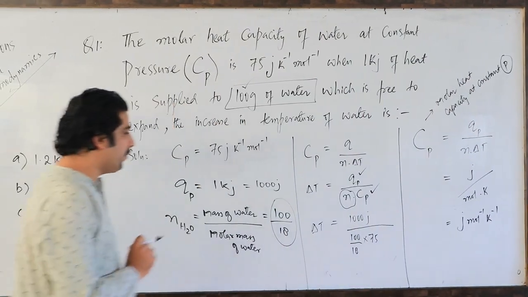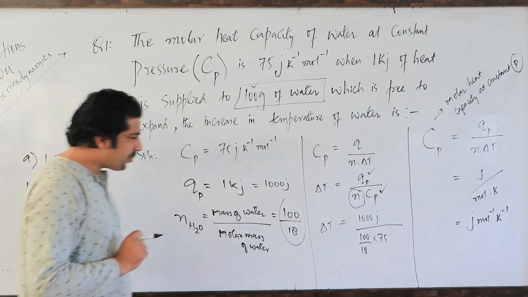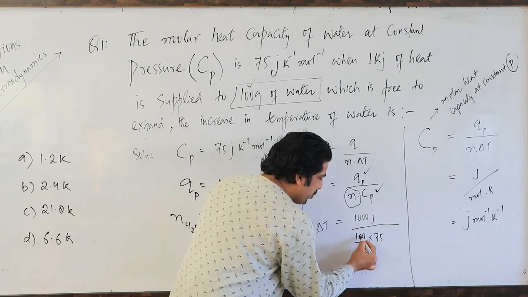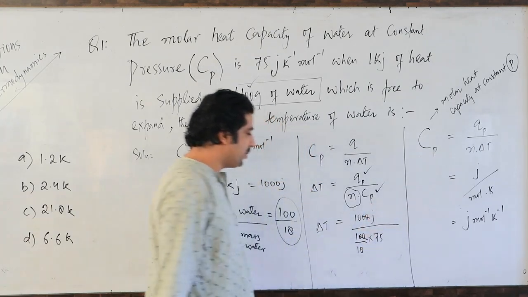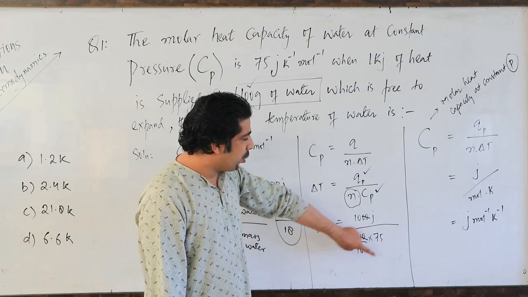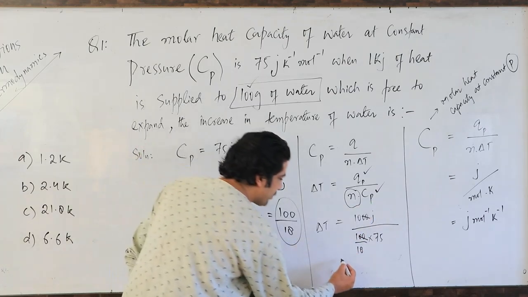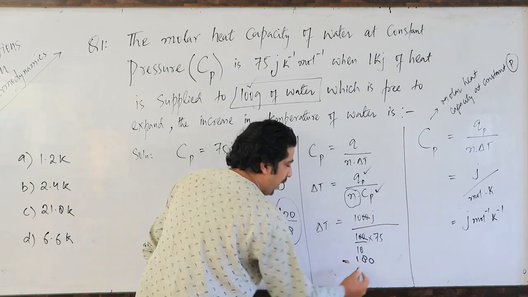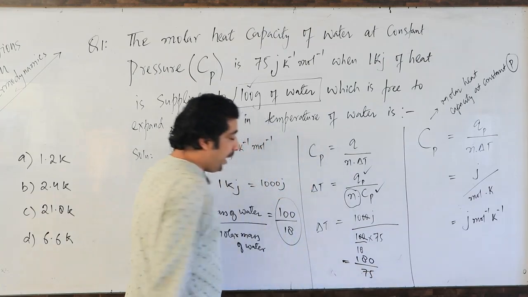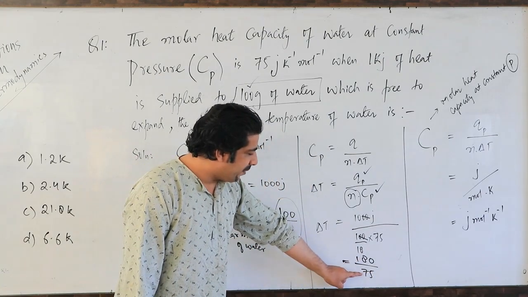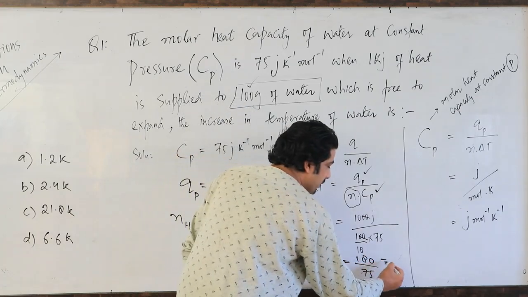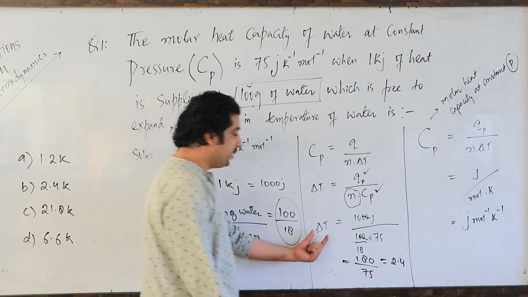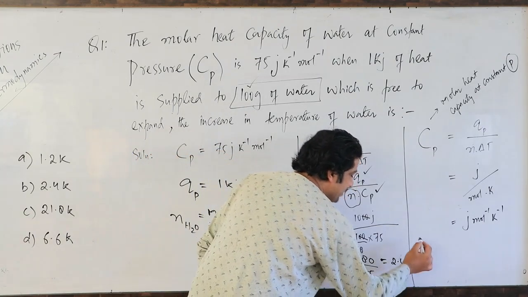So have a look here, my dear friends. If you look at this particular point, you will find that these two zeros and these two zeros will cancel out. Correct? Then this 18 will go up. It will become 18 into 10, that is 180 upon 75. And if you divide 180 by 75, my dear friends, you will get almost 2.4. And that 2.4 will be the temperature change, and that is in Kelvin.